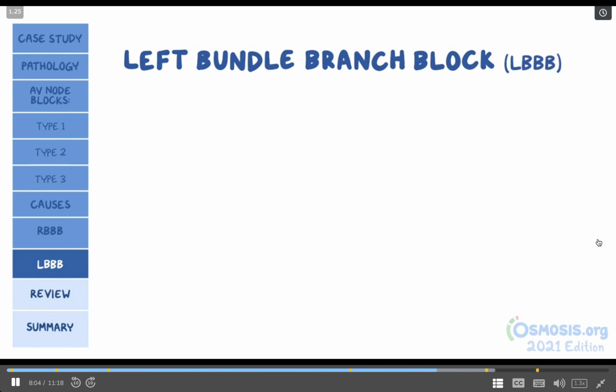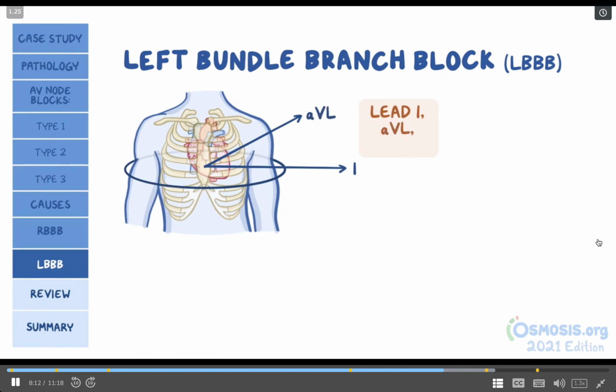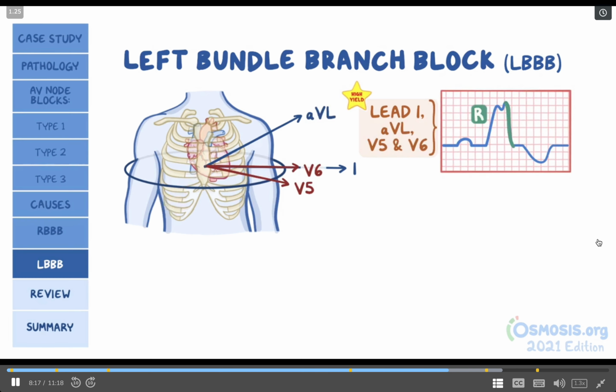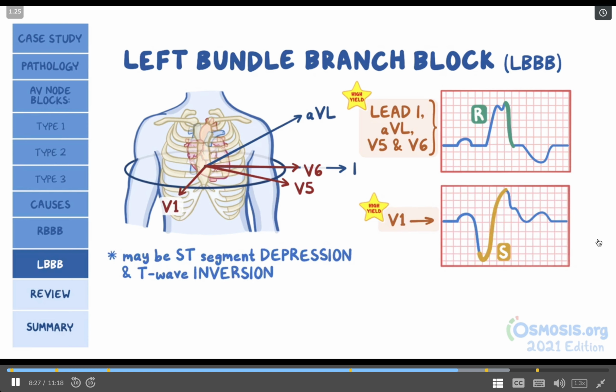Similar to RBBB, the QRS complexes will be wide because of the delay in ventricular depolarization. In leads 1, AVL, V5, and V6, tall R waves are present, and in lead V1, broad, deep S waves are characteristic. Additionally, there may be ST segment depression and T wave inversion.